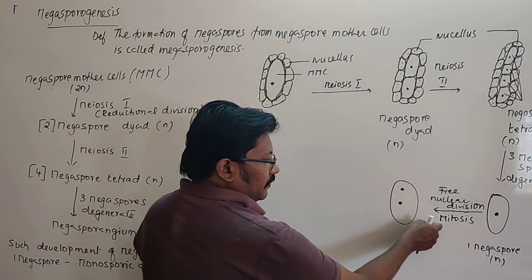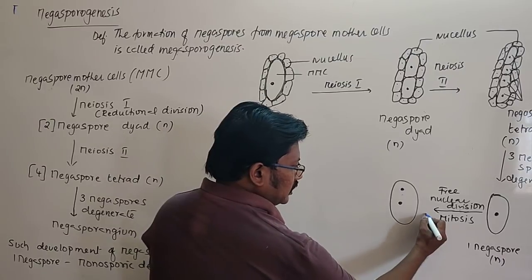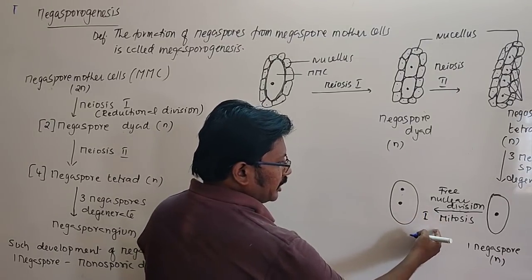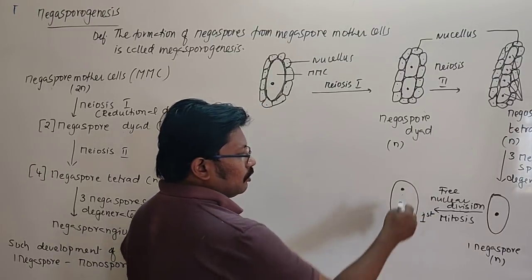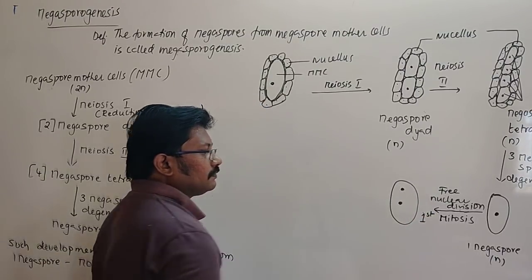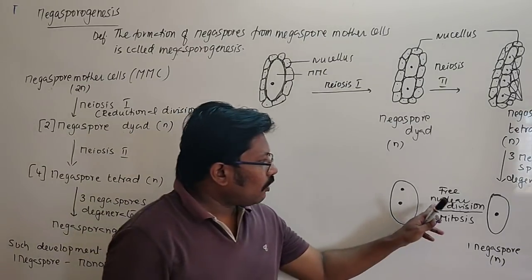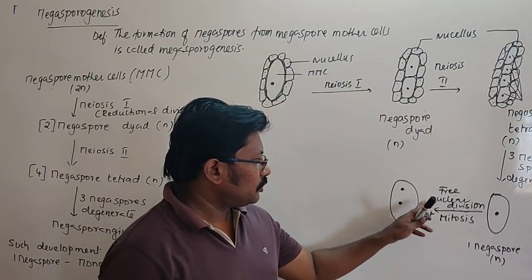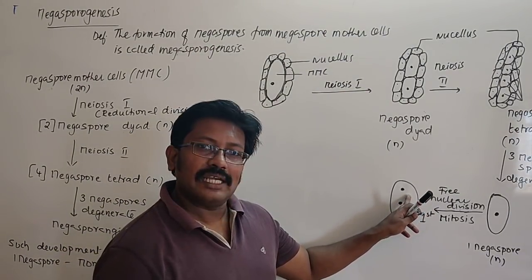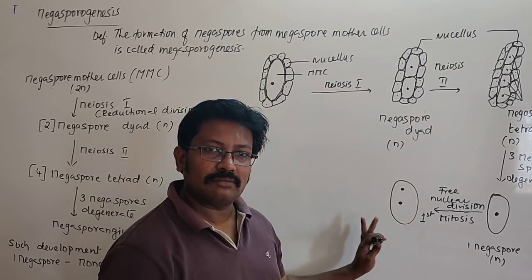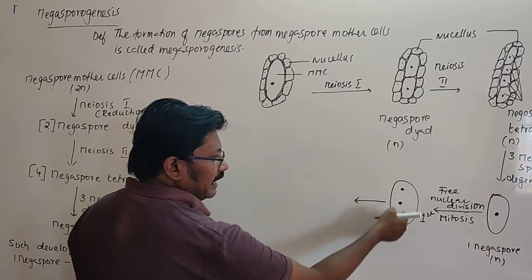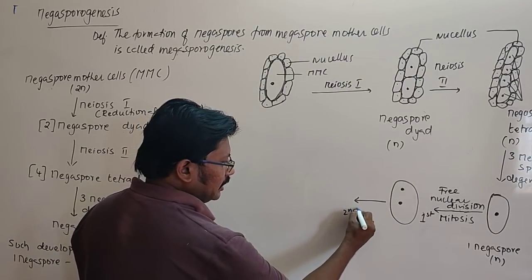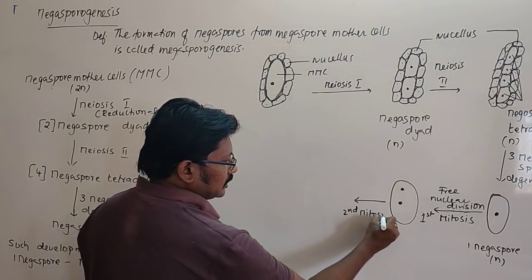So, after the first mitosis, as I mentioned, the first mitosis results in the formation of two nuclei. I told you already it is a free nuclear division, which means only the nucleus divides, whereas the cytoplasm doesn't divide. And now the nuclei again undergo the second mitosis.